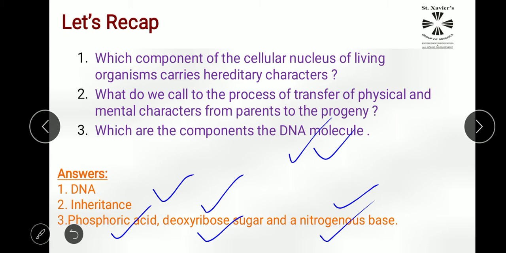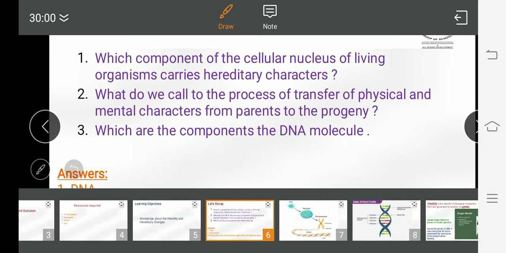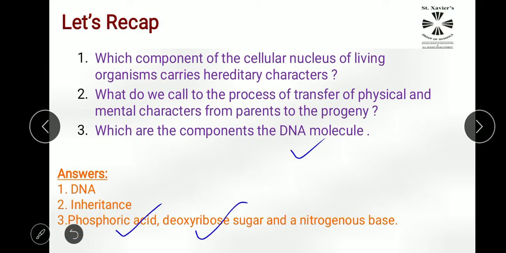Now let us understand this with the help of a diagram. Here the structure of DNA is shown. When you see the blue snake-like structure, we can call it a helix. This structure is made up of sugar and phosphate, and it is called the backbone of DNA. Sugar is written in short; it is deoxyribose sugar, and phosphate means phosphoric acid. So this snake-like structure is called the sugar phosphate backbone. I told you the answer that the DNA molecule is made up of phosphoric acid, deoxyribose sugar, and nitrogenous bases.